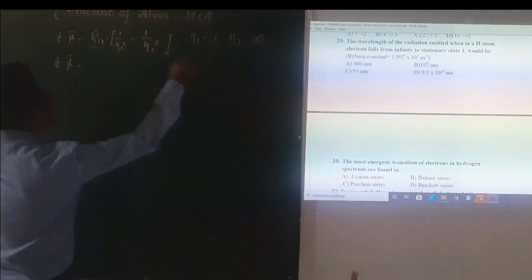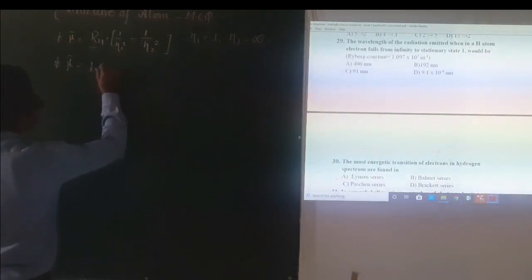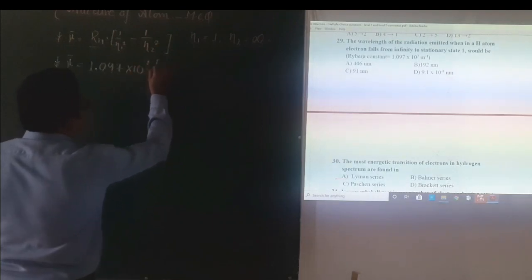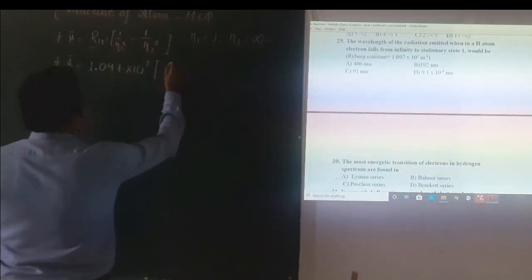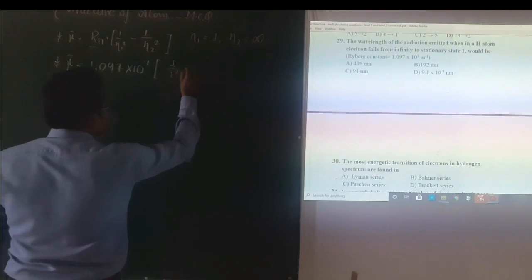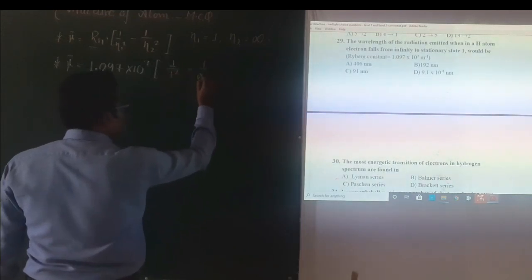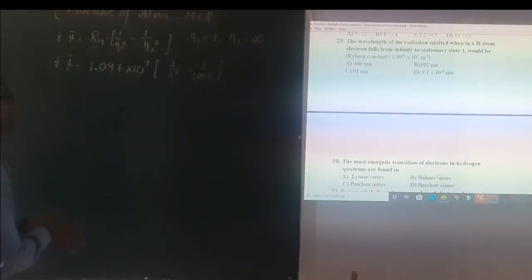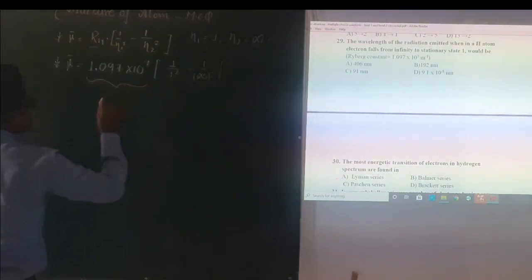Substituting these particular things, our value is 1.097 into 10 raised to 7 over here. So 1 over 1 square minus 1 over infinity square. We already know that this particular value is going to be 0. So what we have is this particular value here.